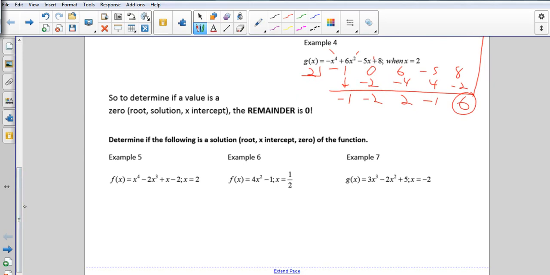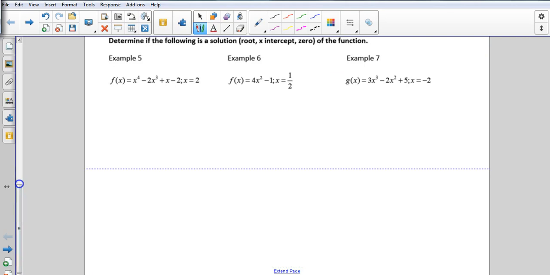Now, taking this one step further, we're going to determine if a value, like we just plugged in, is a 0. And remember, these are all equivalent terms. When we talked about a 0 on the last test, it's the same as the x-intercept, or the roots, or the solution to the quadratic. So in this case, these terms all mean the same thing, and we will use them interchangeably. So to determine if it is one of these things, the remainder must be 0. You cannot have a remainder, as we had on previous sheets.